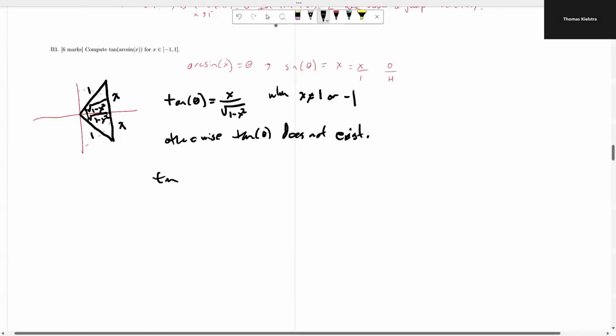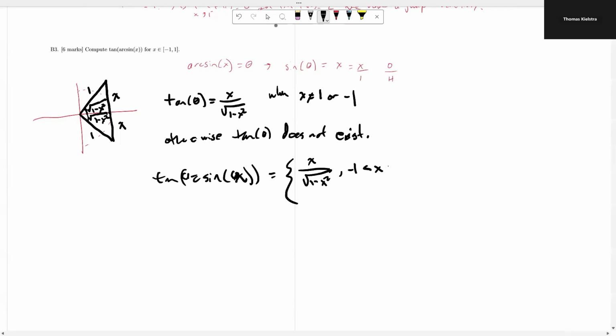So tan of arcsine of x equals x over √(1 minus x squared) if -1 is strictly less than x, which is strictly less than 1, or undefined when x equals 1 or -1.